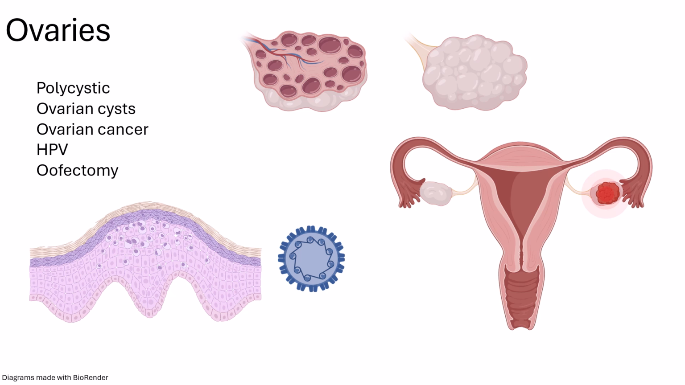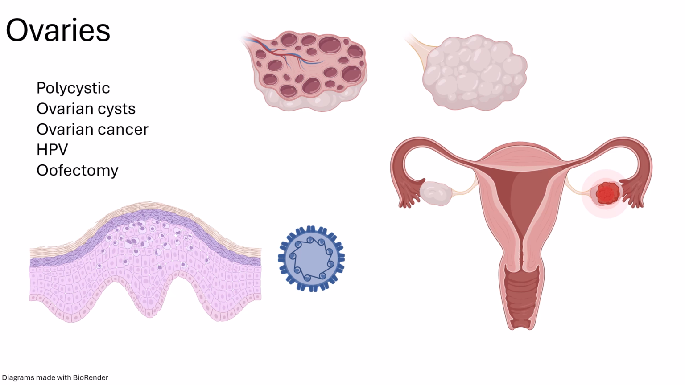PCOS, or polycystic ovarian syndrome, is a hormonal disorder, and it causes enlarged ovaries with multiple cysts in them, often leading to very irregular menstrual cycles, sometimes infertility, maybe acne, excess hair growth. It is associated with insulin resistance and also an increased risk of type 2 diabetes and cardiovascular diseases. So it's not just about fertility.